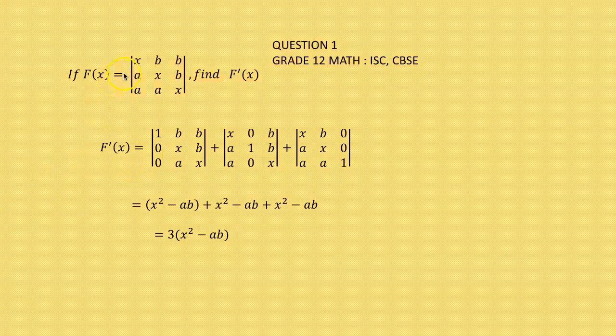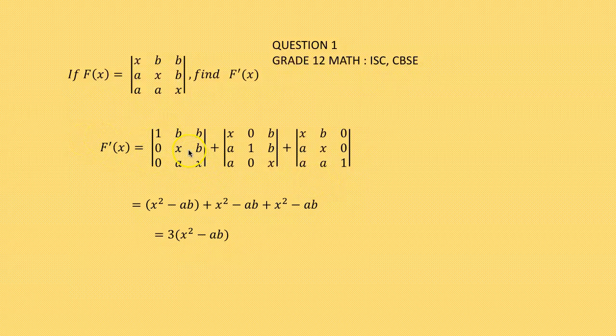So f dash x would be derivative of the first column would be 1 0 0. Keep the second and third column as it is, plus derivative of the second column would be 0 1 0. Keep the first and third column as it is, plus derivative of the third column would be 0 0 1. Keeping the first and second column as it is.